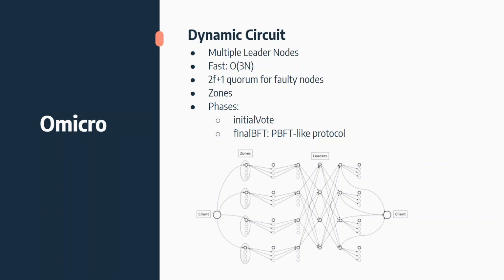The dynamic circuit conducts the initial vote phase, where member votes are collected in zones, and then the leader nodes in all the zones conduct the final BFT phase, which is a PBFT-like protocol to achieve the final consensus. This final phase is similar to the PBFT we described earlier. In general, Omicro's consensus with the dynamic circuit allows for the security and speed that standard PBFT was lacking and is a much better solution.